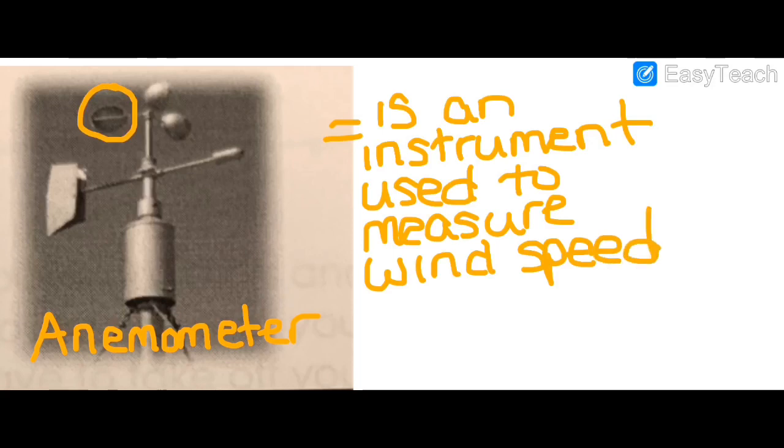If you're going to draw this yourself, if you're making a little picture, I would just kind of draw something like this and put the little cups so you can see it sort of like that. That would be my little anemometer picture. All right, on to the next.